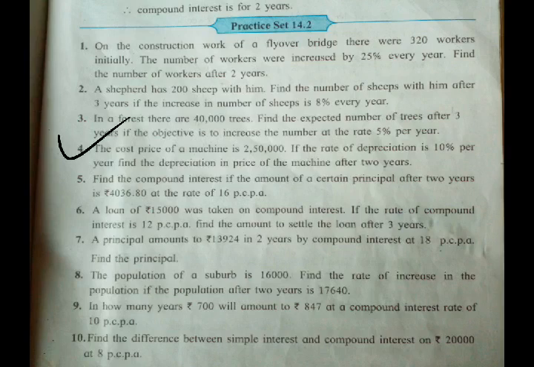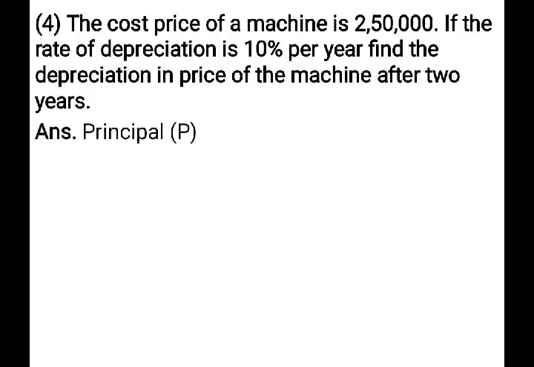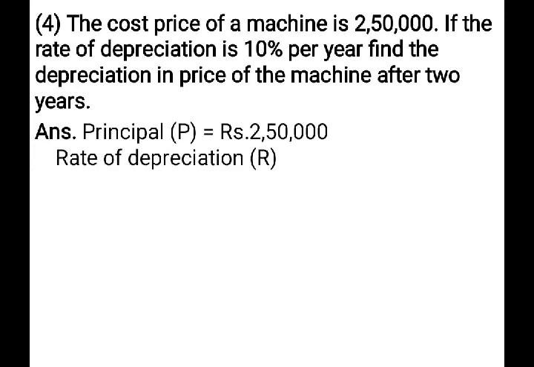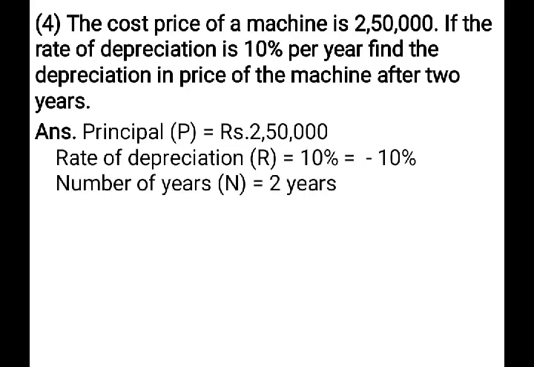The cost price of a machine is 2,50,000. If the rate of depreciation is 10% per year, find the depreciation in price of the machine after 2 years. Cost price of a machine means principal P is equal to rupees 2,50,000. Rate of depreciation R means rate of interest is equal to 10%. If rate of depreciation is given, it becomes negative percent. 10% becomes minus 10%. Minus 10% means minus 10 upon 100. Number of years n is equal to 2 years. You have to find the amount of compound interest and then finally find the depreciation in price of the machine after 2 years.